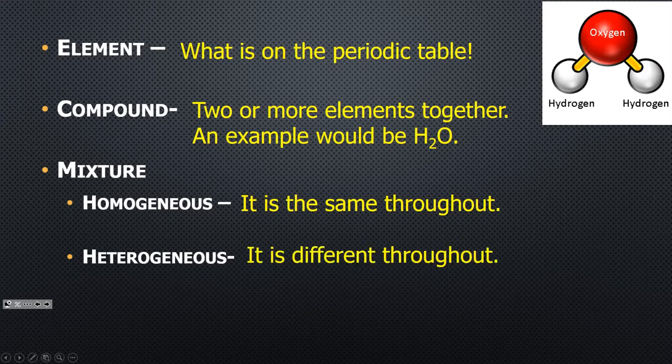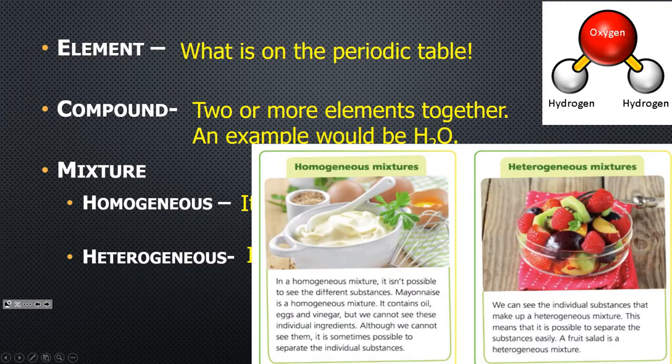Heterogeneous is different throughout. So it's a bunch of chemicals, but the whole solution is different throughout. That would be like, a homogeneous would be like mayonnaise. Heterogeneous would be like a bowl of fruit. It's different throughout.